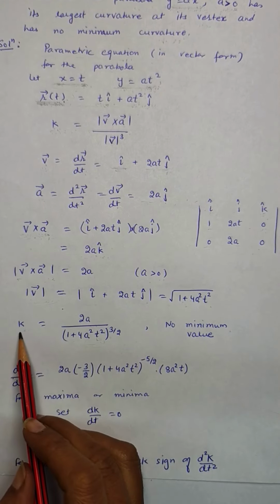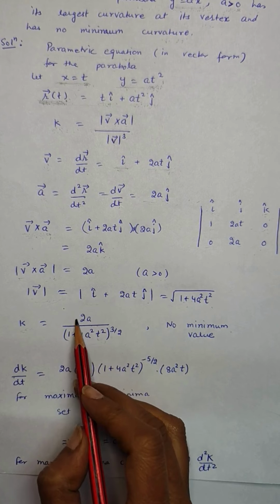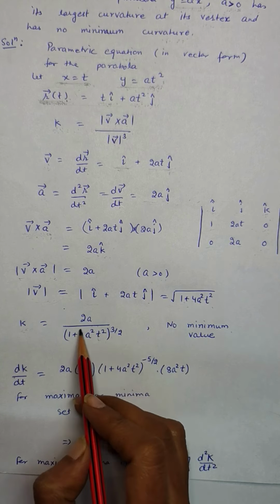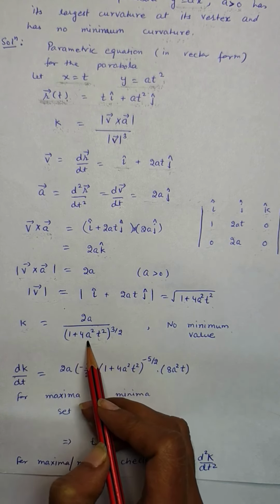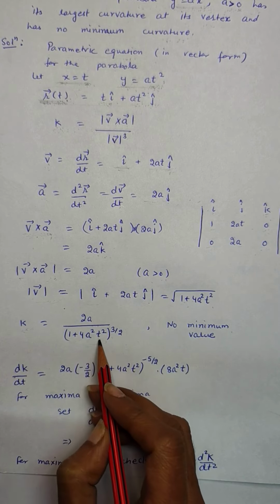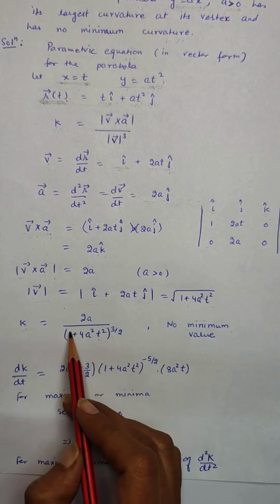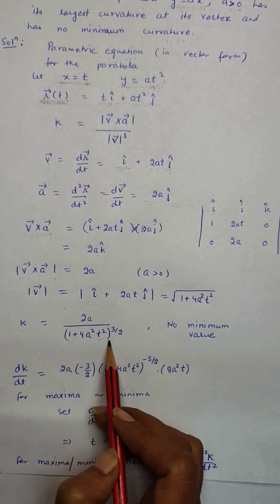We want to find the minimum value of the curvature k. We see that at the top we have 2a, where a is a positive constant, and in the denominator we have this expression which is a function of a and t, and a is given to be constant. So basically the denominator is a function of t. If we want to find the minimum value of k, we need to maximize the denominator. So what is the maximum value of this function?